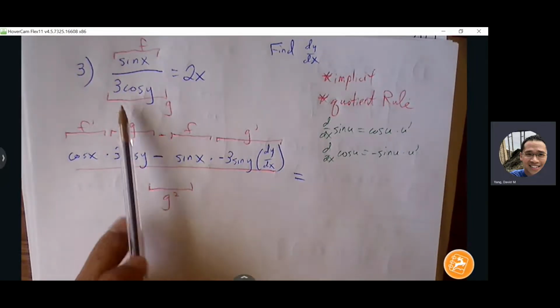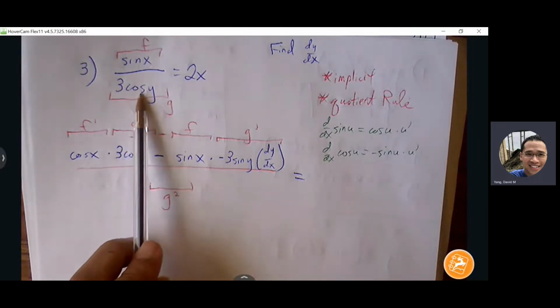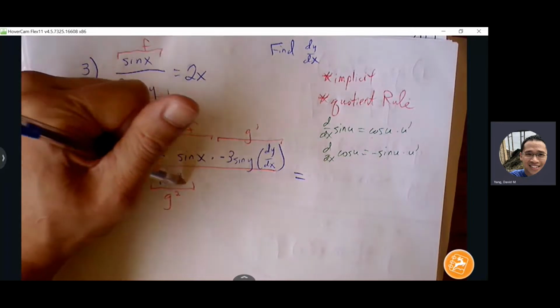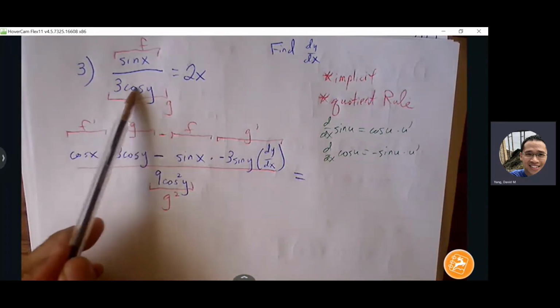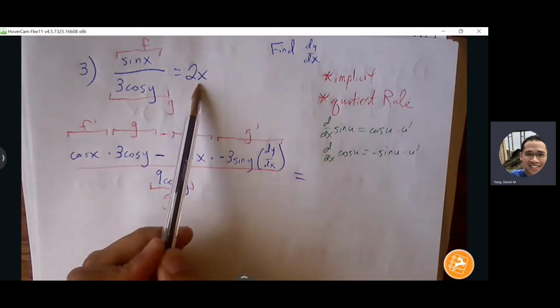All over the denominator squared, so I'm going to square the entire denominator, which means the 3 is squared, the cosine is squared, so I get 9 cosine squared y. Everybody okay with that? I'm just squaring both parts of my denominator. All right, so all this is for the left side. The right side just becomes what?